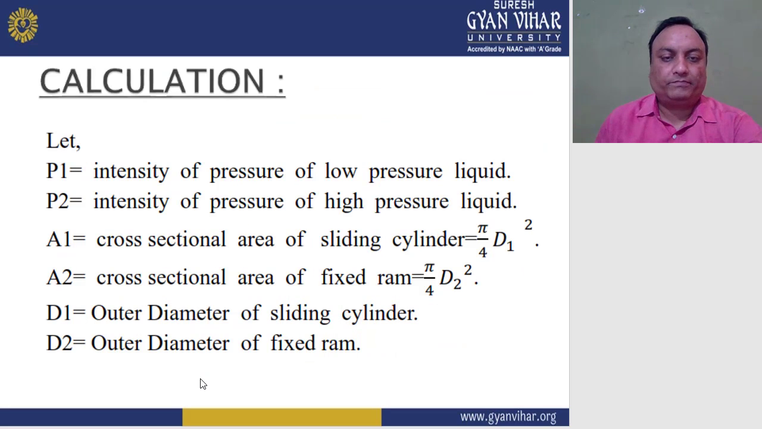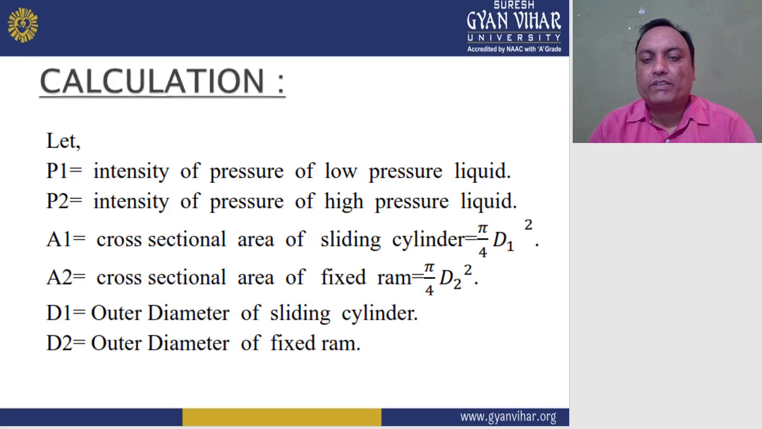So, for the calculation, let P1 be the intensity of pressure of the low pressure liquid, and P2 the intensity of pressure of the high pressure liquid. A1 is the cross-sectional area of the sliding cylinder, given by A1 equal to pi by 4 D1 square. A2 is the cross-sectional area of the fixed ram, equal to pi by 4 D2 square. D1 is the outer diameter of the sliding cylinder and D2 is the outer diameter of the fixed ram.